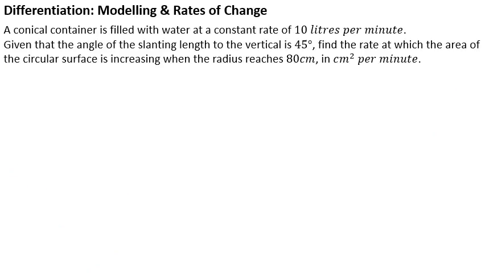We're going to do one final example. This one is a conical container, so a cone shape filled with water at a constant rate of 10 litres per minute. Given that the angle of the slanting length to the vertical is 45 degrees, find the rate at which the area of the circular surface is increasing when the radius reaches 80 centimetres, in centimetres squared per minute.